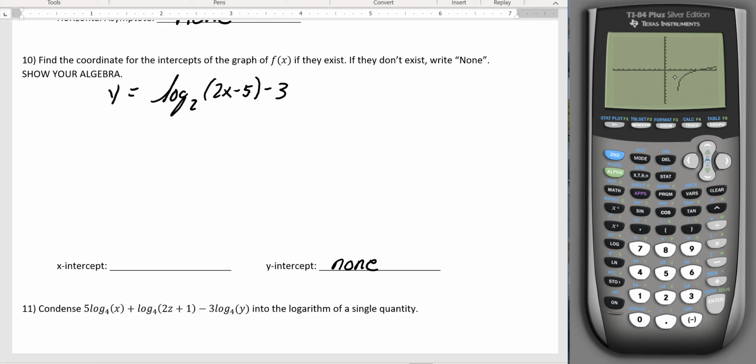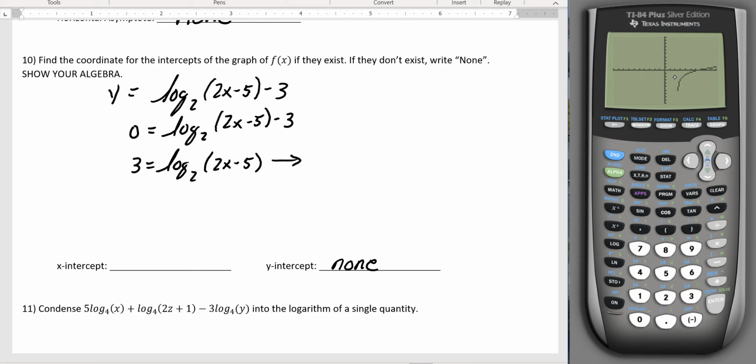To find my x-intercept, I set y equal to 0. So I would say 0 equals log base 2 of 2x minus 5 minus 3, add 3, so 3 will equal log base 2 of 2x minus 5. Again, it's asking us to show our algebra. We could do this in our graphing calculator just with a table, or with second calc, but it's wanting us to show the algebra, so be sure we show that.